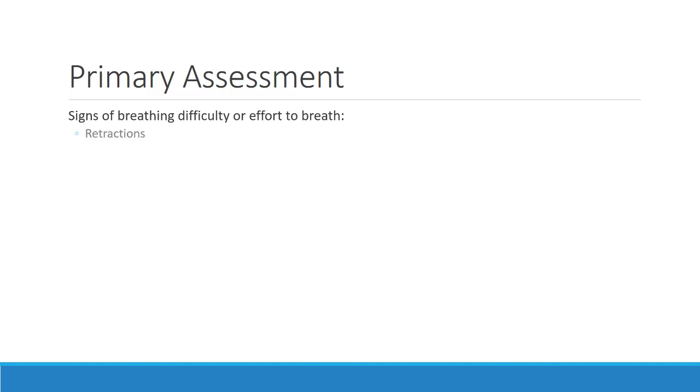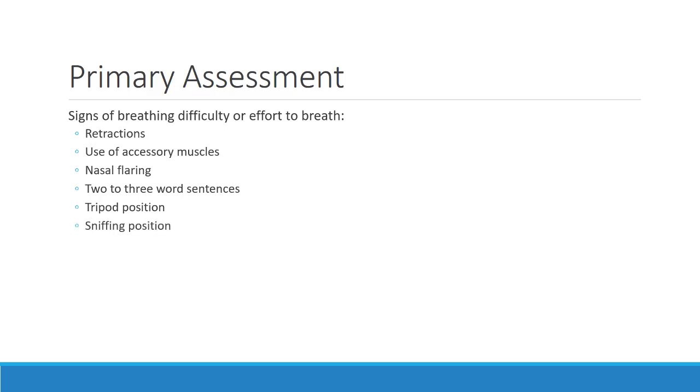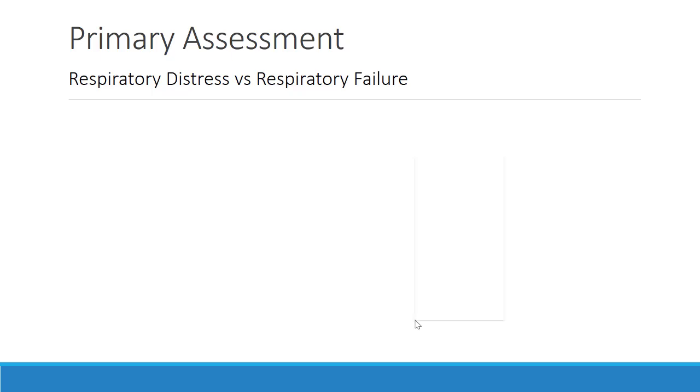Signs of breathing difficulty or effort to breathe are retractions, use of accessory muscles, nasal flaring, two or three word sentences, tripod position, and sniffing position, and we will see all of these here shortly. Respiratory distress versus respiratory failure is very important to determine, and we will talk a lot more about this in respiratory and airway management, but we're going to start mentioning it here with the primary assessment.